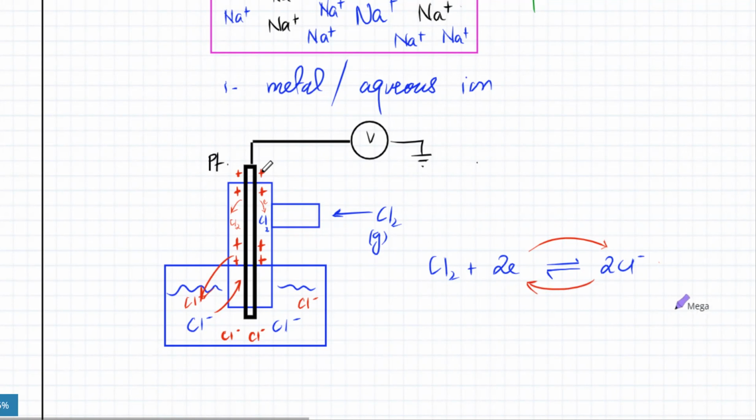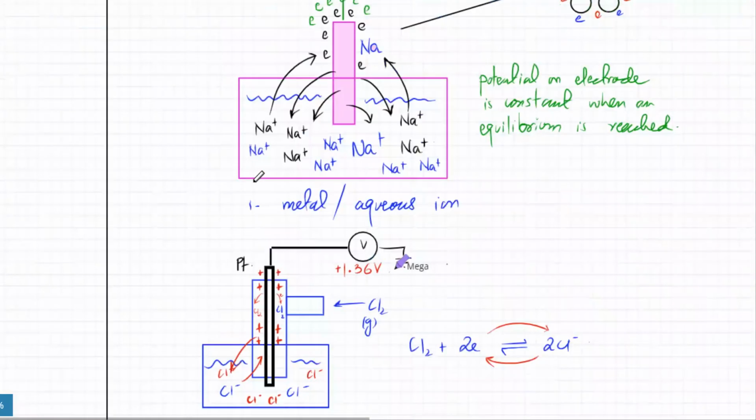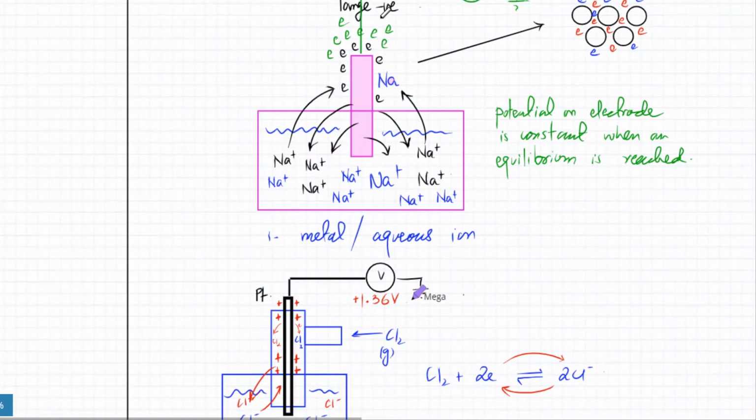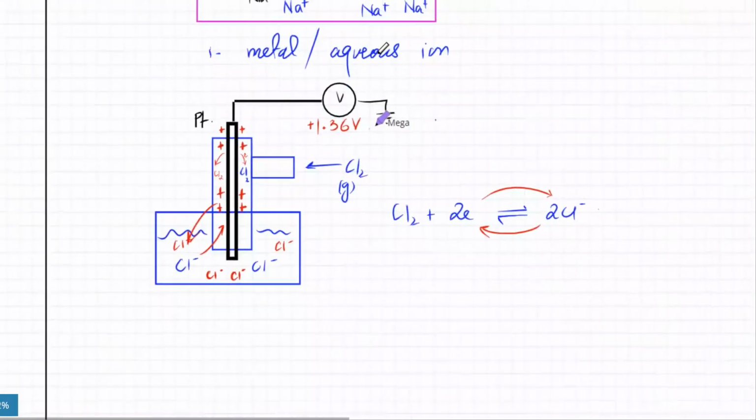Yes, sir. At this point, there would be a certain potential that would become constant, and in this case it's going to be a positive potential. The data booklet gives us 1.36 volt, so that's a positive potential. Whenever you have a substance that likes to gain electrons, the metallic electrode becomes electron deficient, positively charged. And whenever you have a substance that really likes to lose electrons, the metallic rod would have too many electrons on it, and it would become negatively charged. So is the idea clear? Yes.